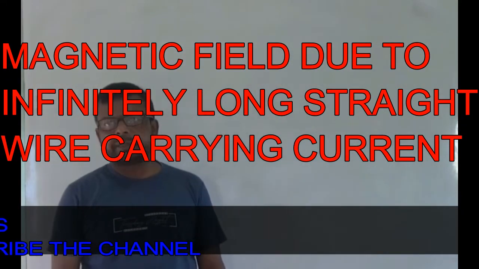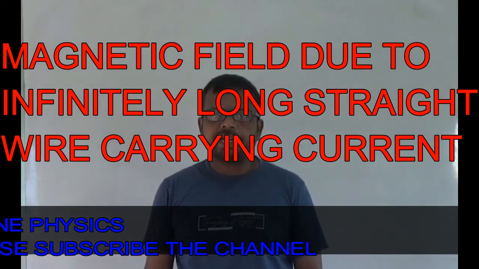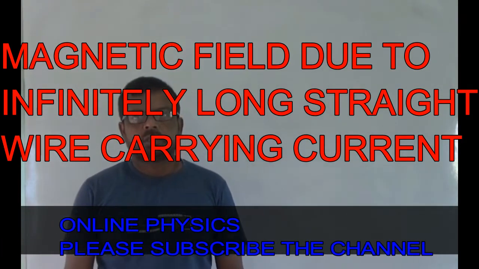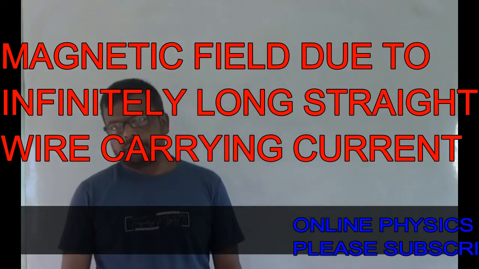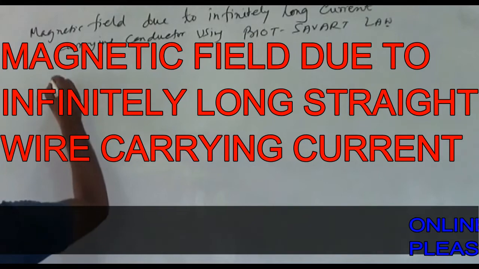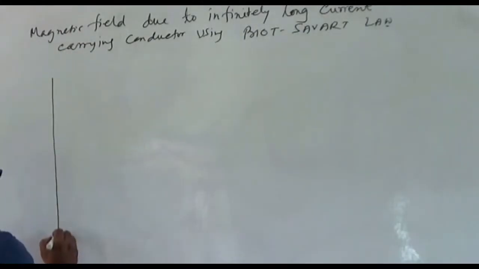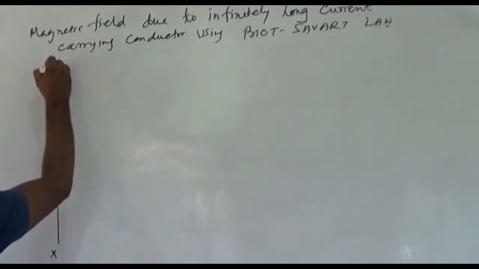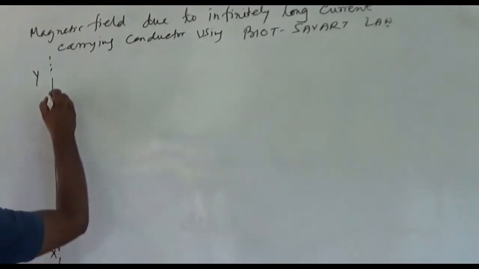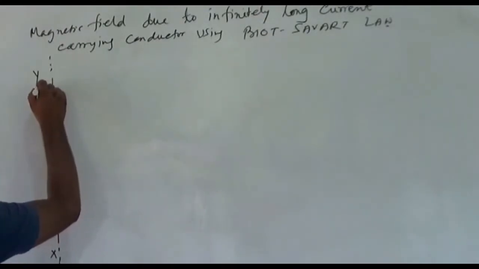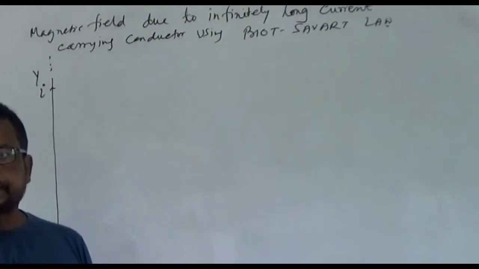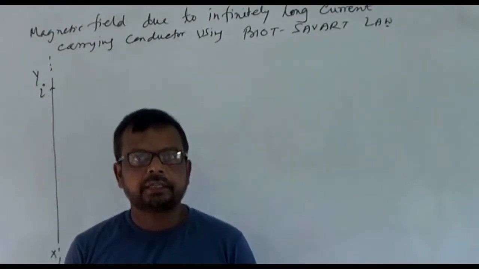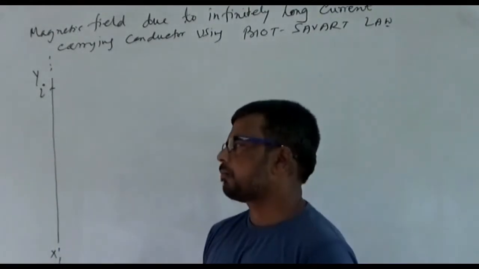We are going to find the magnetic field due to an infinitely long straight wire carrying current, applying the Biot-Savart Law. Let us consider a long current carrying conductor carrying current I. Let us consider a long straight wire XY carrying current I.